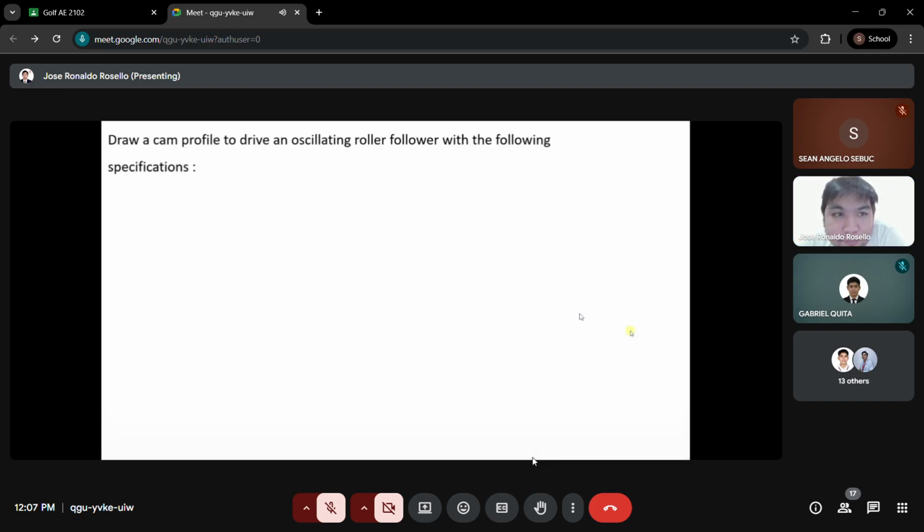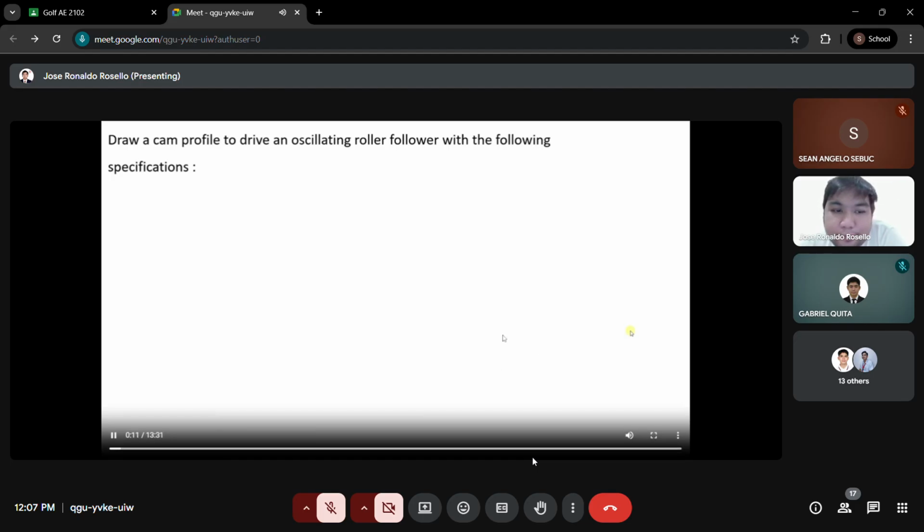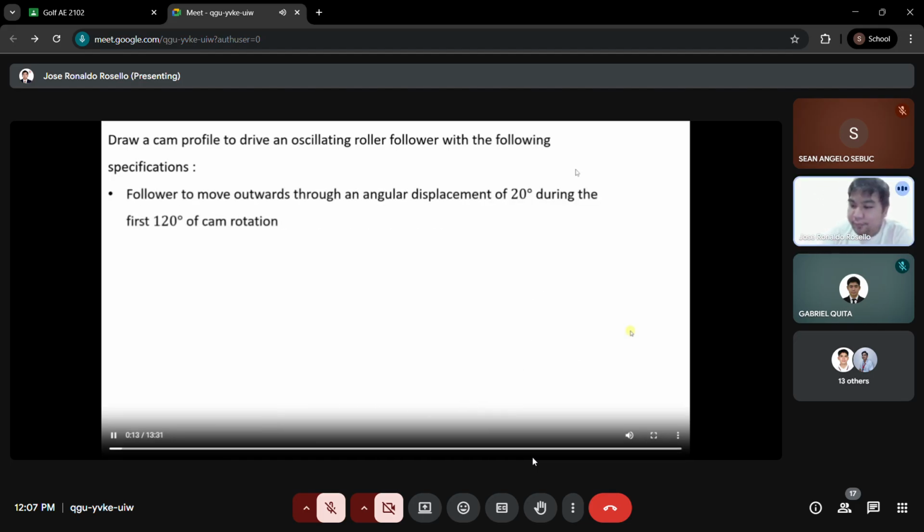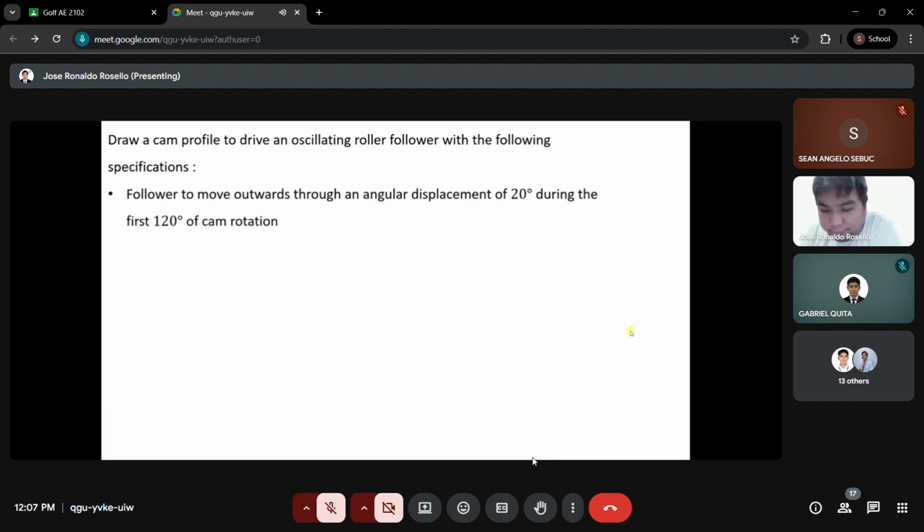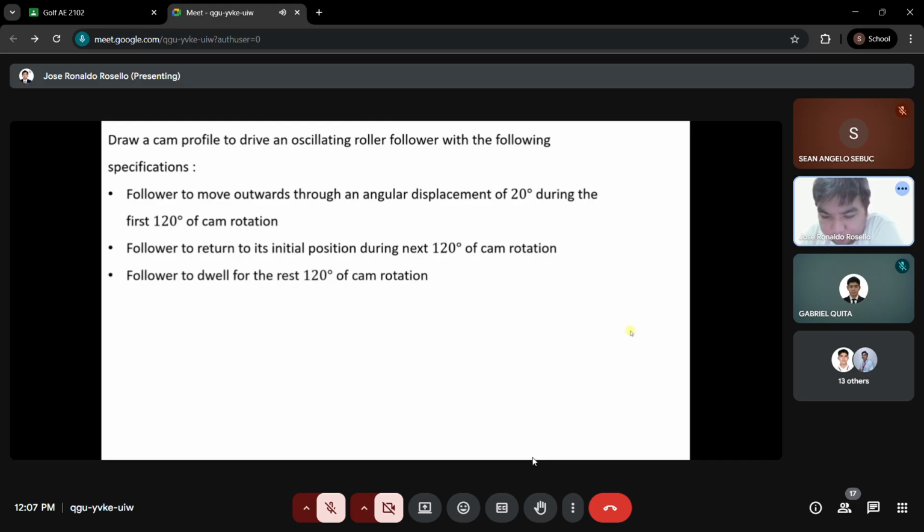So let us start with the problem statement. We have to draw a cam profile to drive an oscillating roller follower with the following specifications. Follower to move outward through an angular displacement of 20 degree during the first 120 degree of cam rotation. Follower to return to its initial position during the next 120 degree of cam rotation. Follower to dwell for the rest of 120 degree of cam rotation.